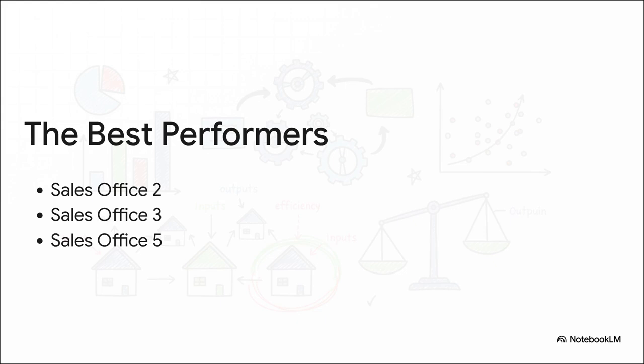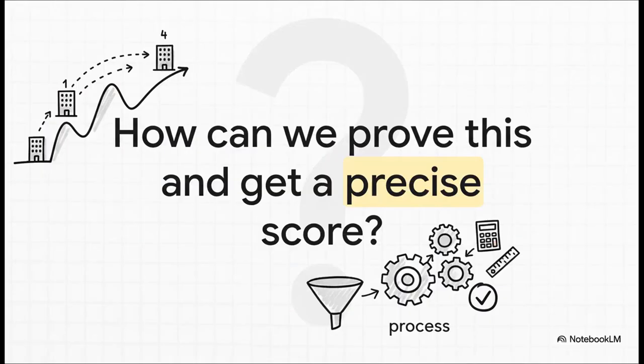You can see that a few of them, specifically offices 2, 3, and 5, form this kind of outer boundary. It's like they create an envelope that all the others are inside of. Just by looking, they seem to be the most efficient, because there's no other office that uses both less money and fewer people. They're setting the benchmark. Now, this visual is a fantastic clue, right? I mean, it gives us a really strong hint. But it's not a precise answer.